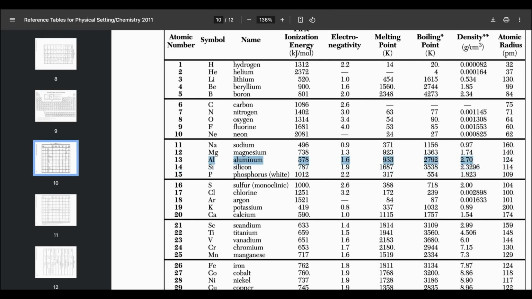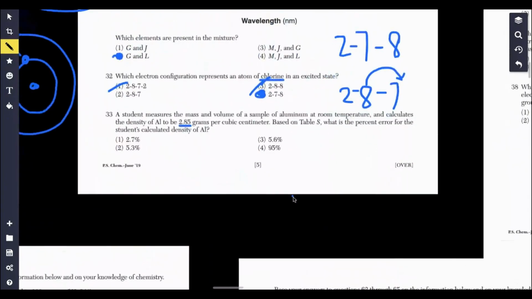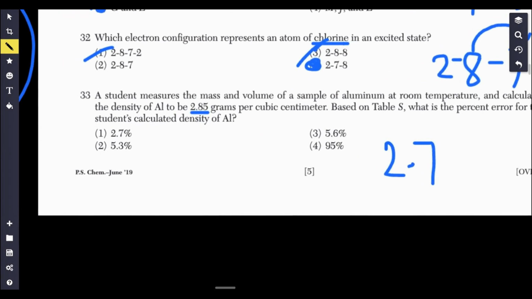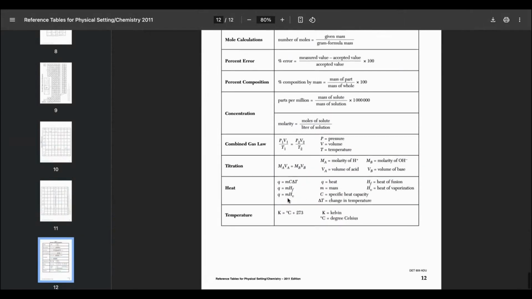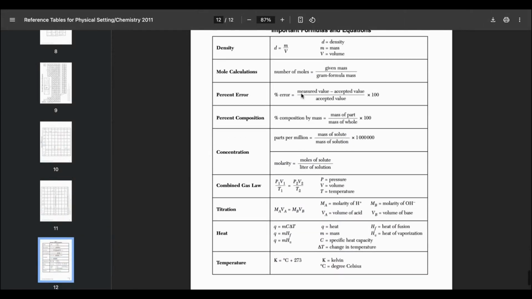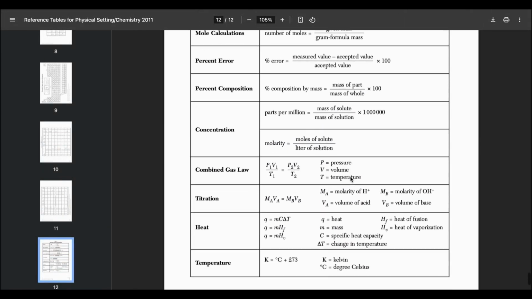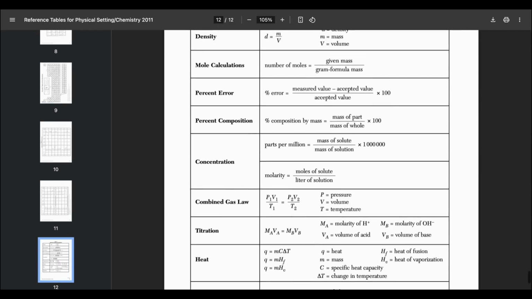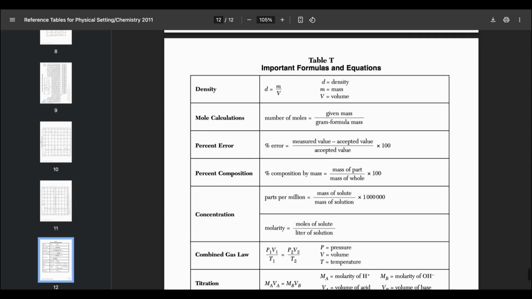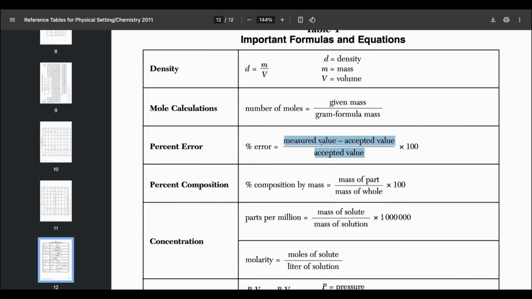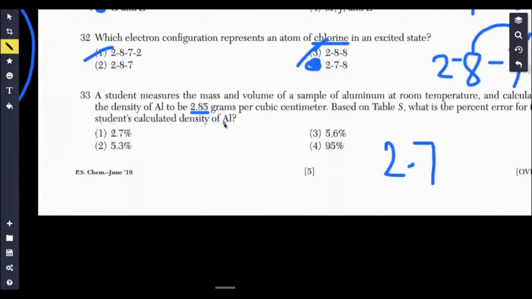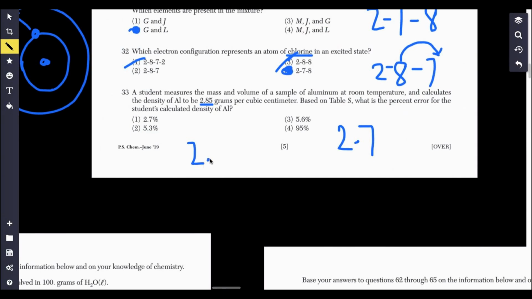Aluminum has a density of 2.7, and you measured it to be 2.85 grams per cubic centimeter. Now, if you do not know the percent error formula, luckily, I'm pretty sure they give it to you, no? They don't give it to you. Wow. Oh yeah, percent error. Never mind, I knew they had that.